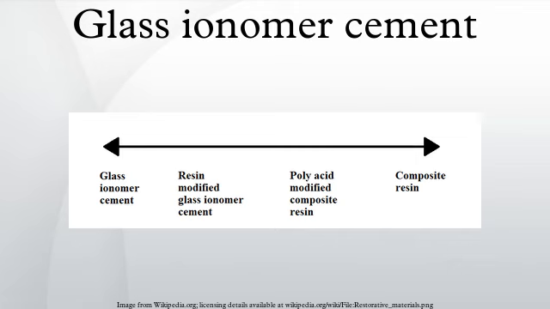Typical physical properties: mixing time, 45 to 60 seconds, setting time, 2 minutes, working time, 2 minutes, total time, 4.5 minutes at 23 degrees Celsius. As orthodontic bracket adhesives, currently the most commonly used adhesives for orthodontic bracket bonding are based on composite resin. However, glass ionomer systems have certain advantages.